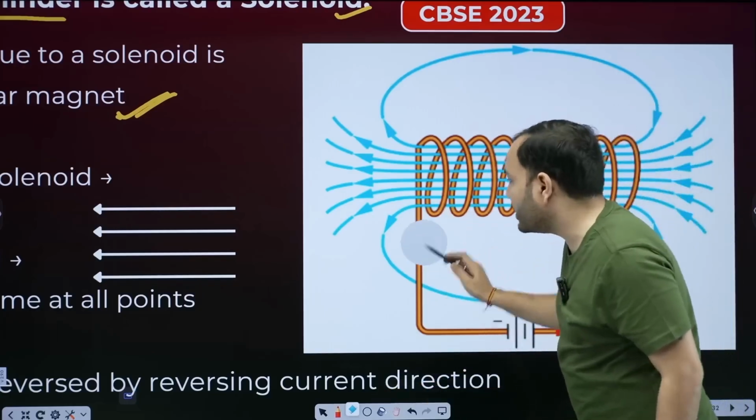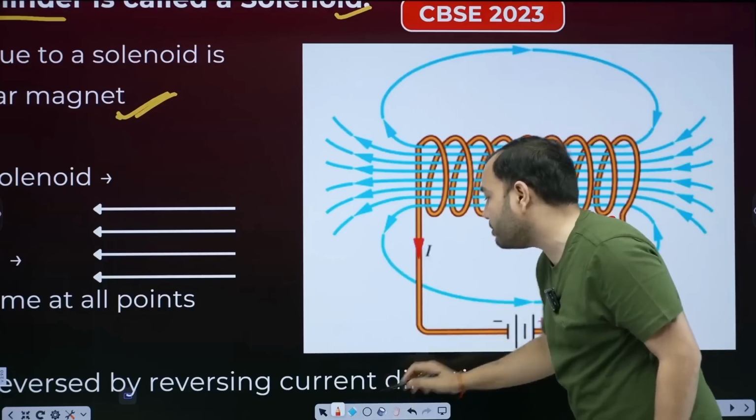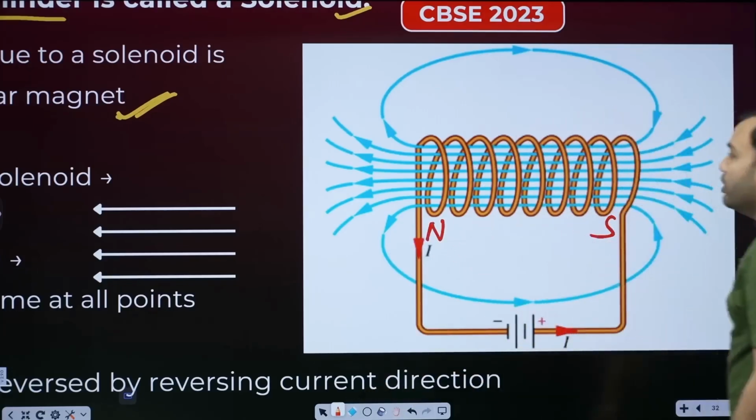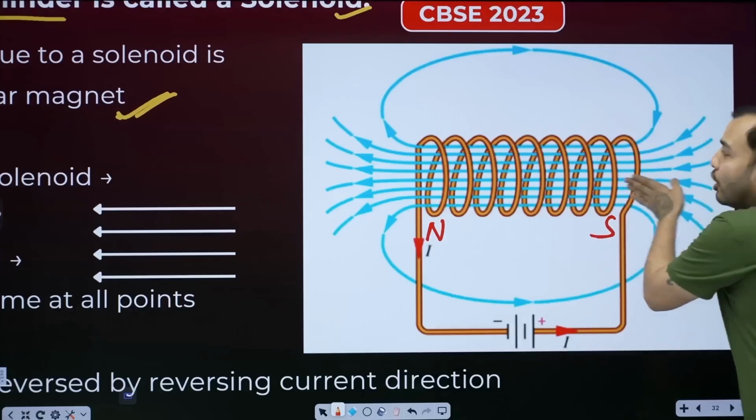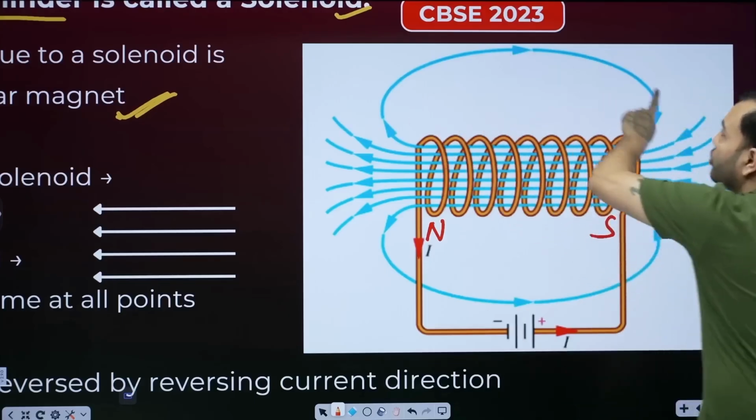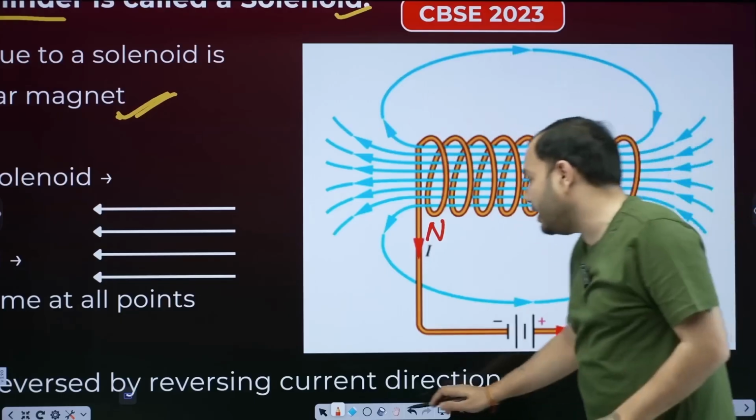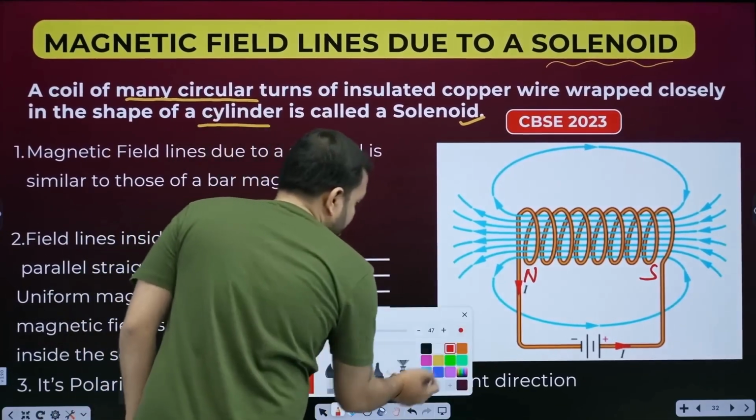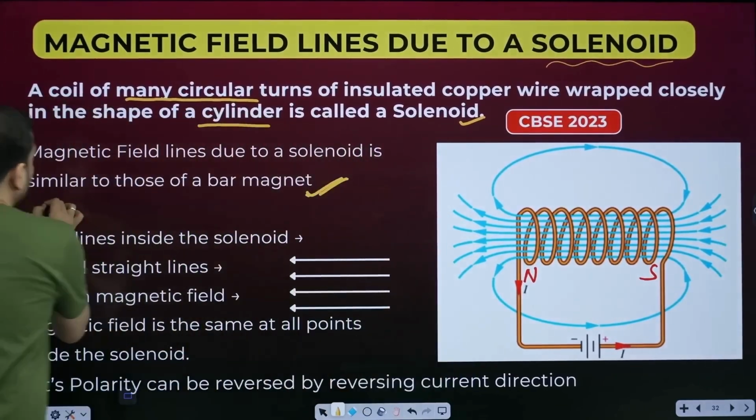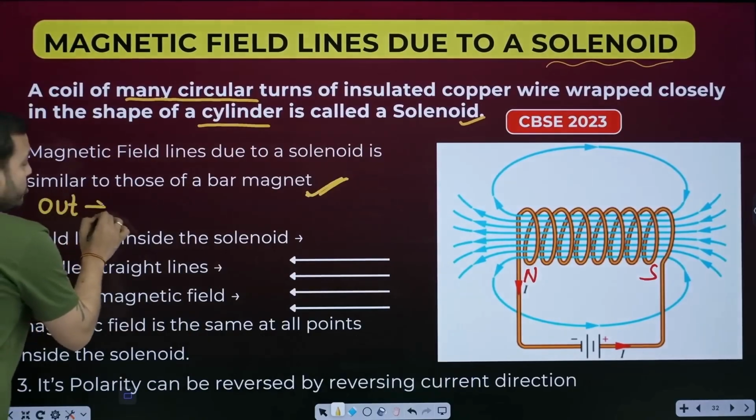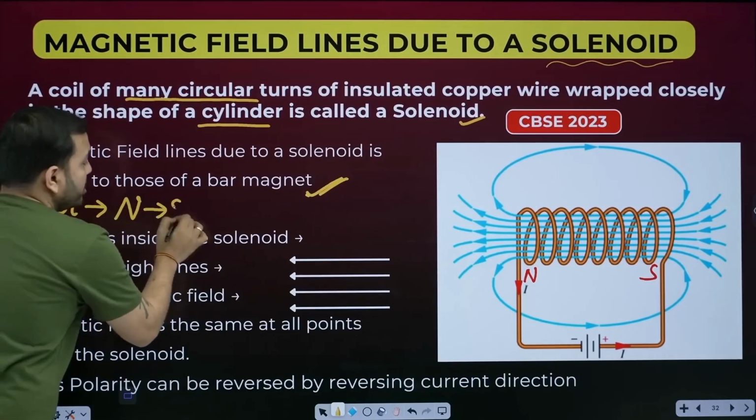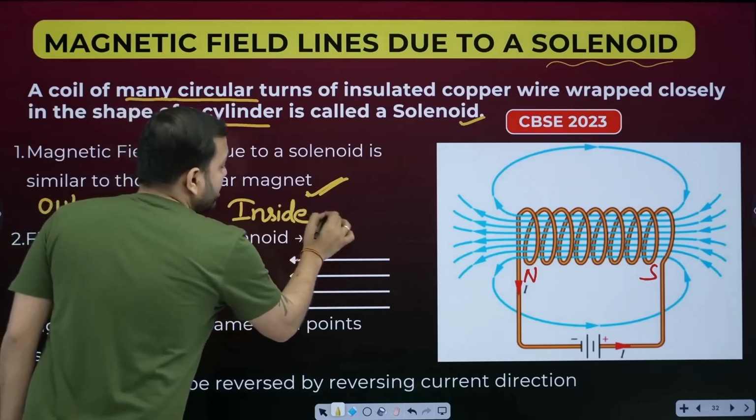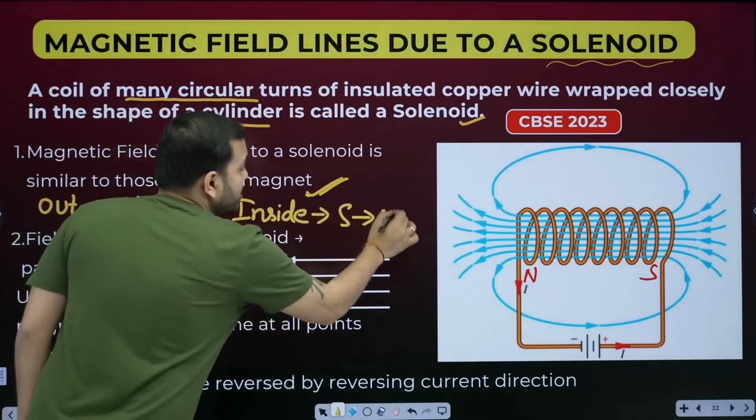Is it giving you the bar magnet like feeling? Definitely, sir, it is giving the bar magnetic field. Look at the inside. What is the field like? South to north. What about the outside? North to south. This is exactly like the bar magnet. So this makes the bar magnet field lines. If I talk about the direction of its field lines, how do they look from the outside? Exiting from north, going to south. And from inside? From south, it would go to north.